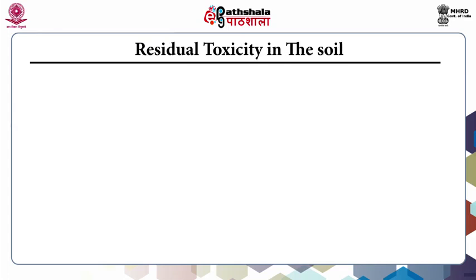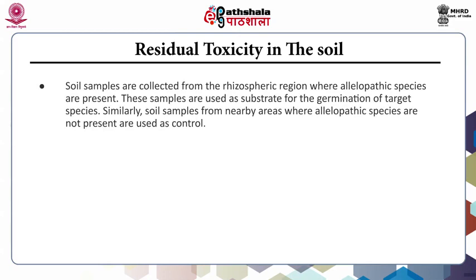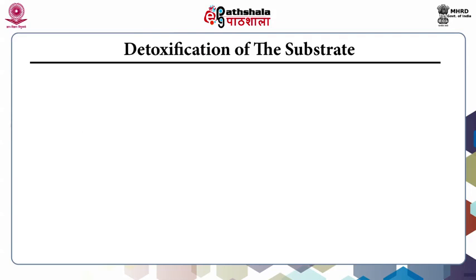Now, the residual toxicity of allelochemicals in the soil. Soil samples are collected from the rhizospheric region where allelopathic species are present. These samples are used as substrate for the germination of the target species. Similarly, soil samples from nearby areas where allelopathic species are not present are used as control.